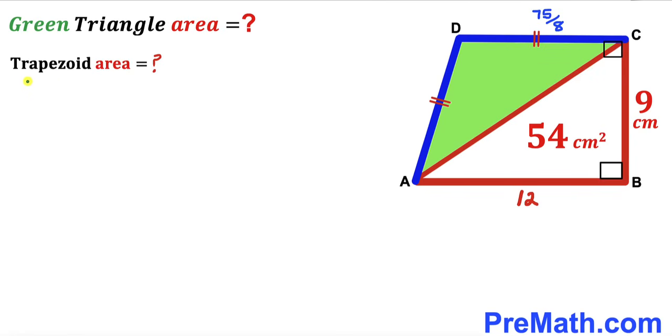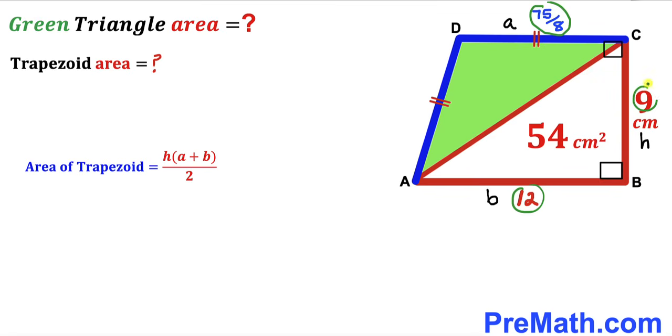And now we are going to calculate the area of this trapezoid ABCD. And now let's recall once again the area of the trapezoid formula. Area equals the height h times a plus b all over 2. And in our case, our base a value is 75 divided by 8, base b value is 12, height is 9. Let's go ahead and fill in the blanks in this formula. So our height is 9 divided by 2 times our a value 75 divided by 8 plus 12.